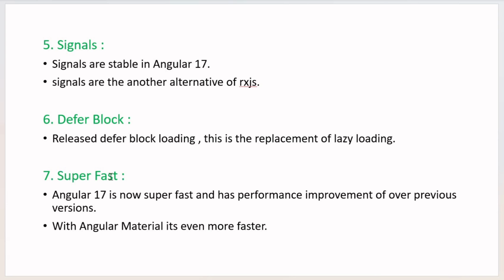And the last feature is super fast. Angular 17 is now super fast and has performance improvements over previous versions. With Angular Material, it's even faster. Angular 17 applications are faster than the previous versions because of all these features like SSR, standalone component, defer block, signals, etc., which we have just seen in detail.